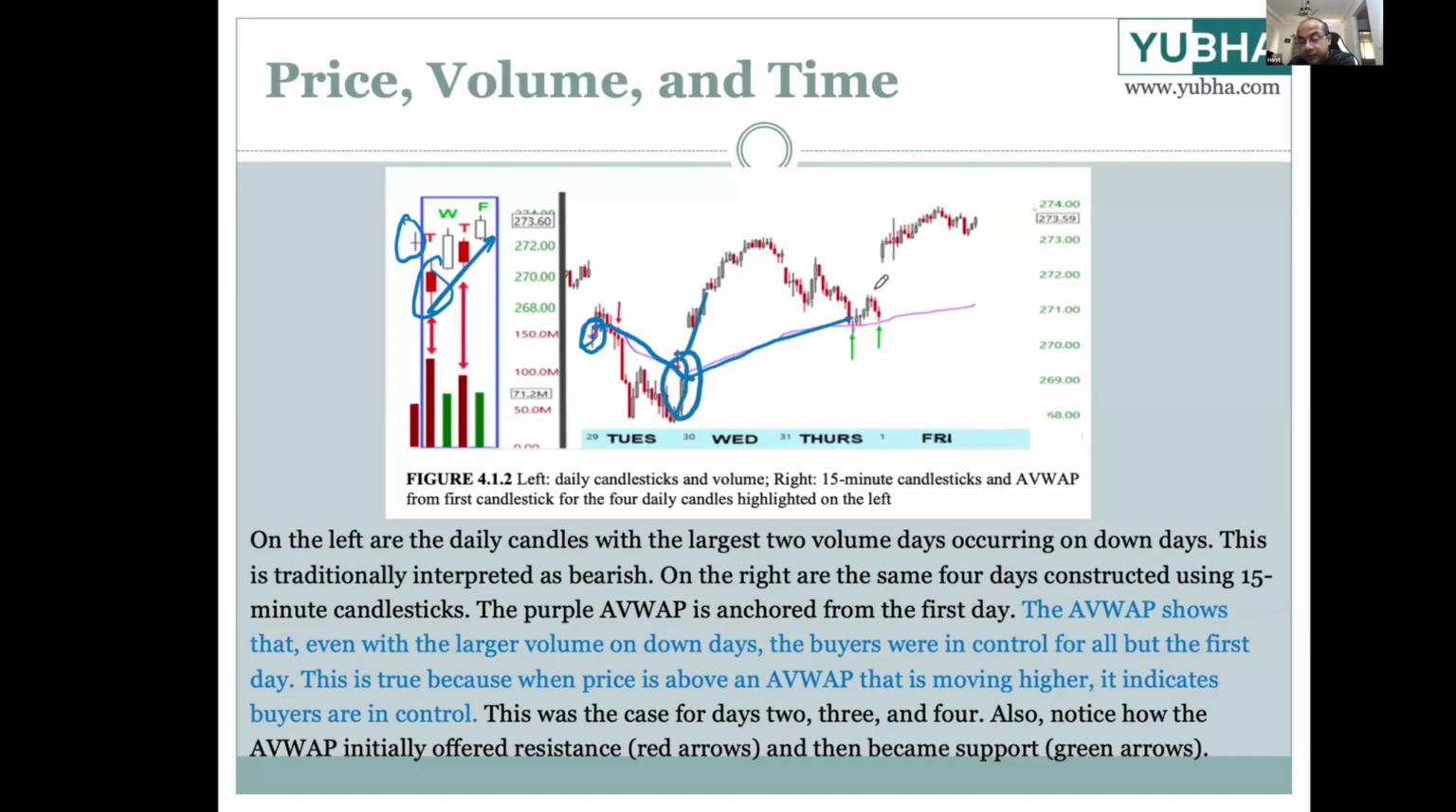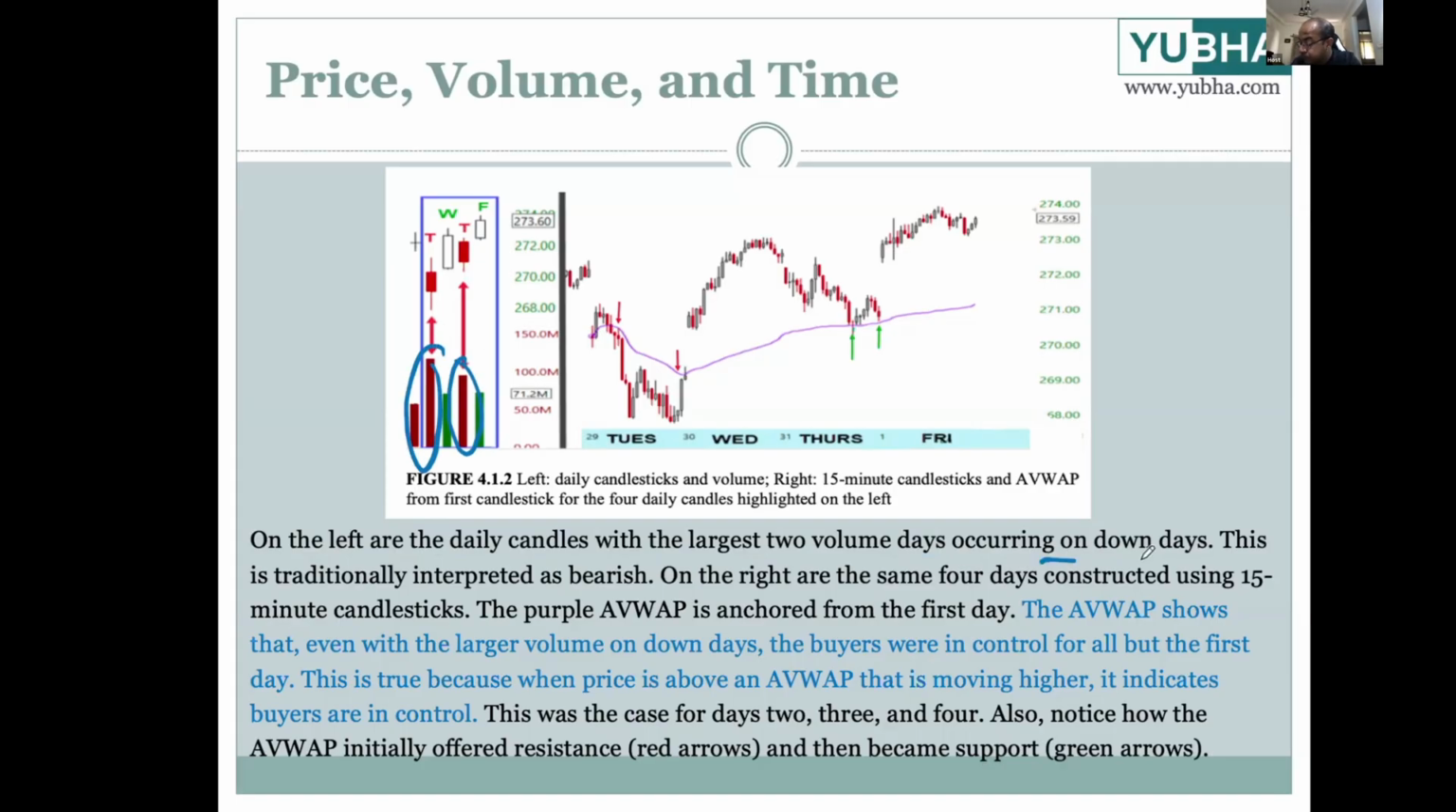the upside, the buyers got the control, and twice the anchor VWAP was tested over here, and after a successful test, the prices moved upwards, and the bears could not take control. So on the left, there are daily candles with the largest two volume days occurring on down days. So if you actually look at it, these are the days where you had high volumes.